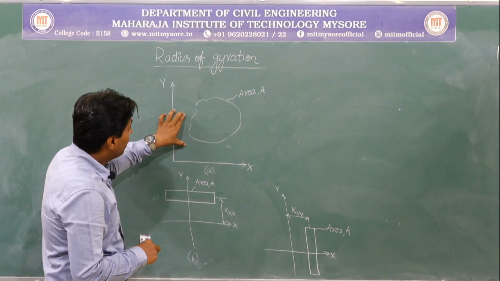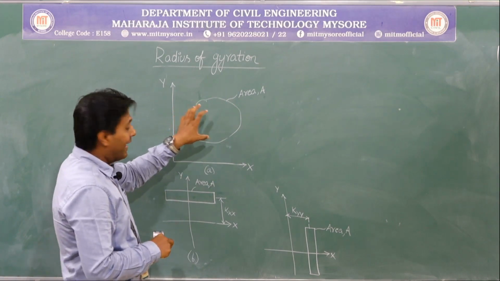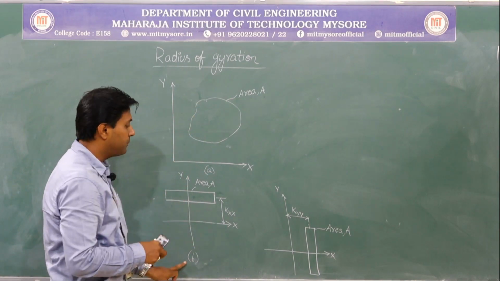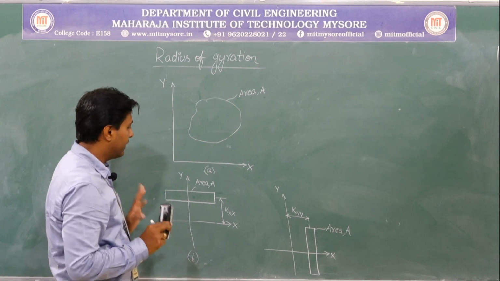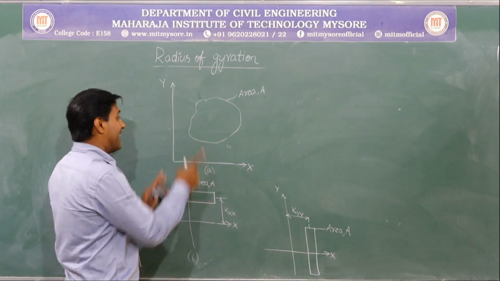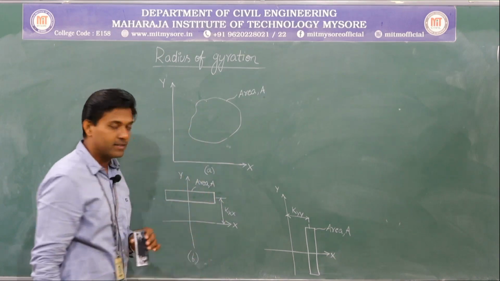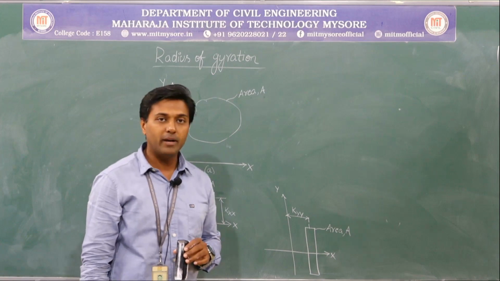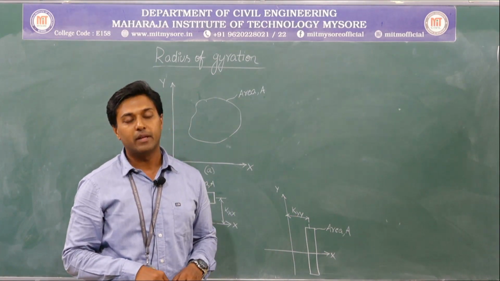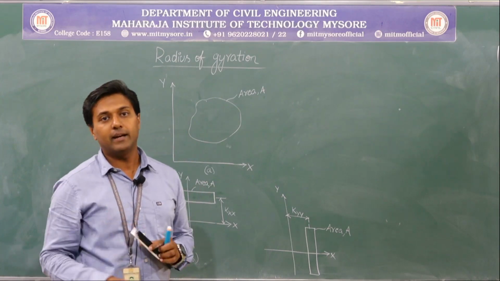So, which is concentrated and squeezed and kept parallel to x axis as shown in figure B, such that this area will produce the same moment about x axis as that of this particular area. That distance is called the radius of gyration about x axis, and the radius of gyration about y axis. So now, let me obtain a formula for that.